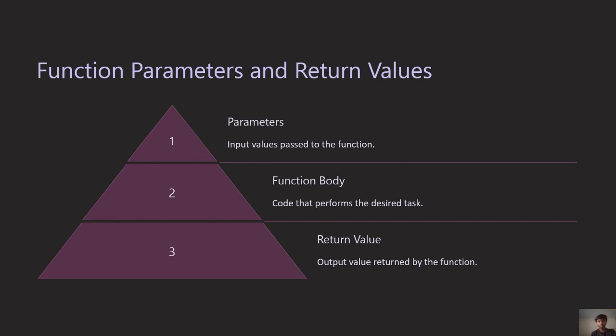Function parameters and return values. Parameters: input values passed to the function. Function body: code that performs the desired task. Return value: the output value returned by the function.